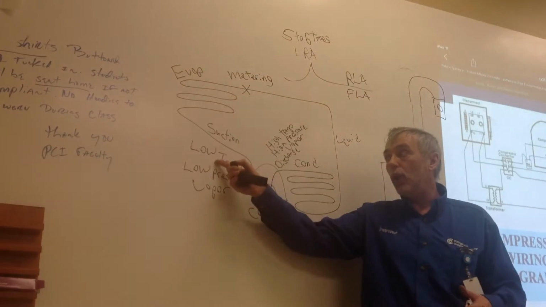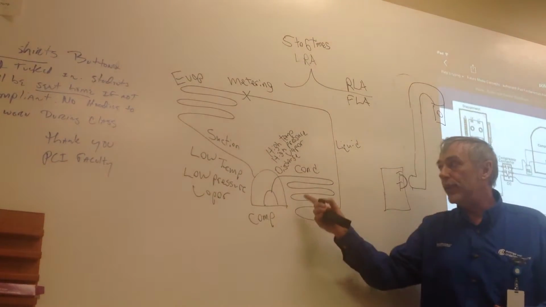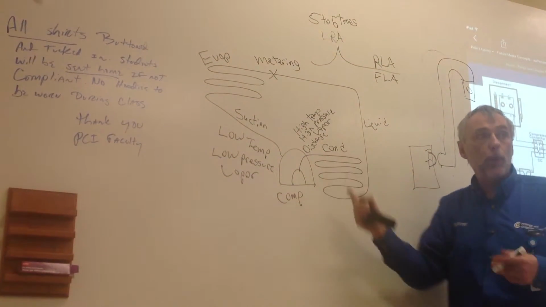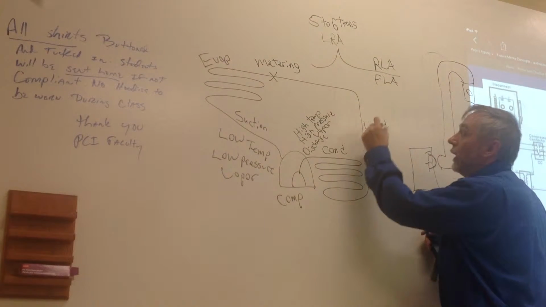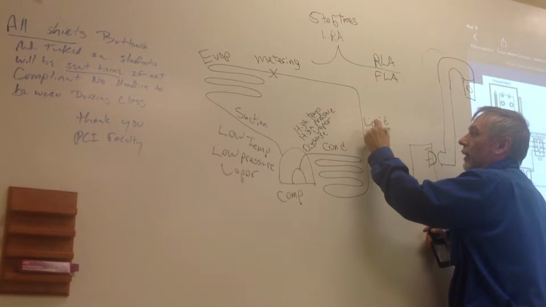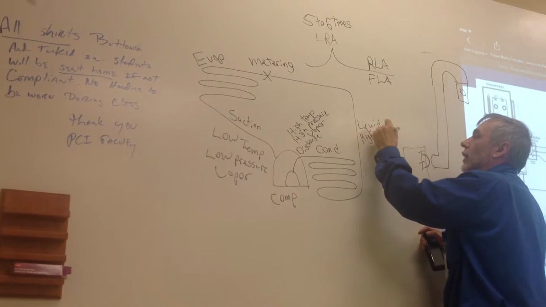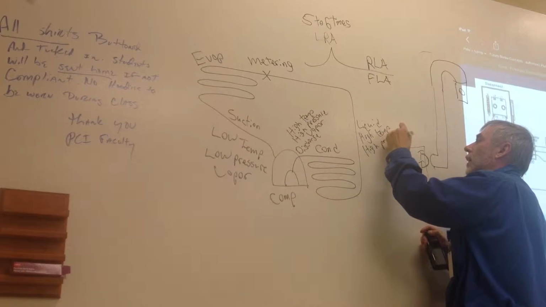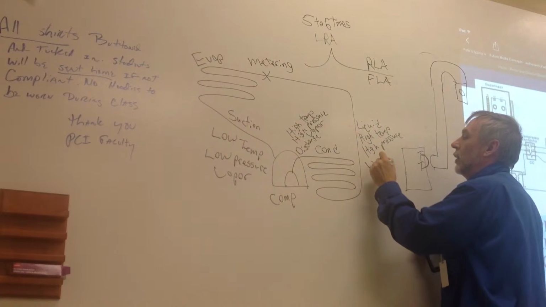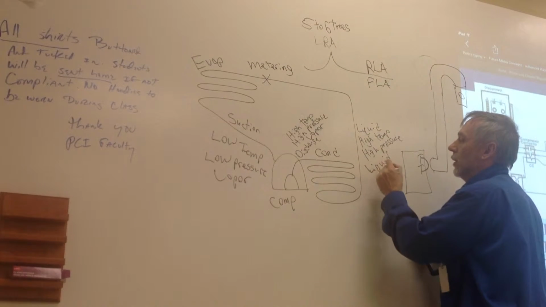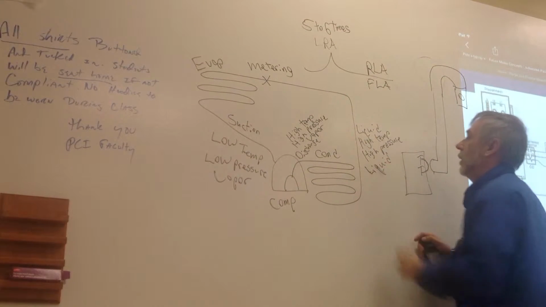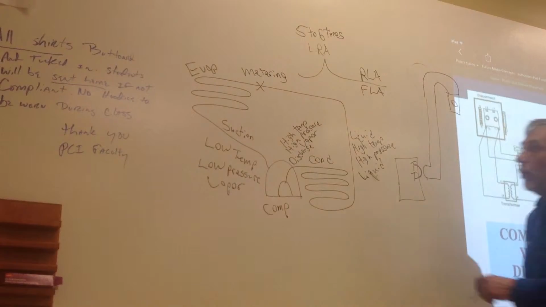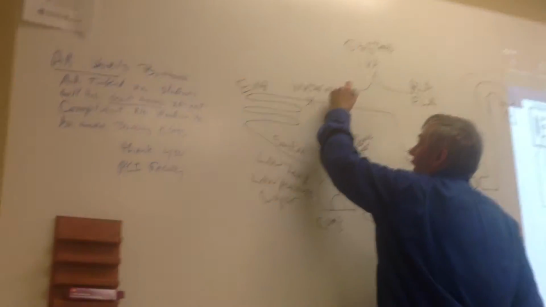So it now takes that low temperature, low pressure vapor and turns it into a high temperature, high pressure vapor and continues it on into the condenser, where now it exits the condenser into the liquid line as a high temperature, high pressure liquid, okay? Now, when it comes into the metering device, here it's still liquid.